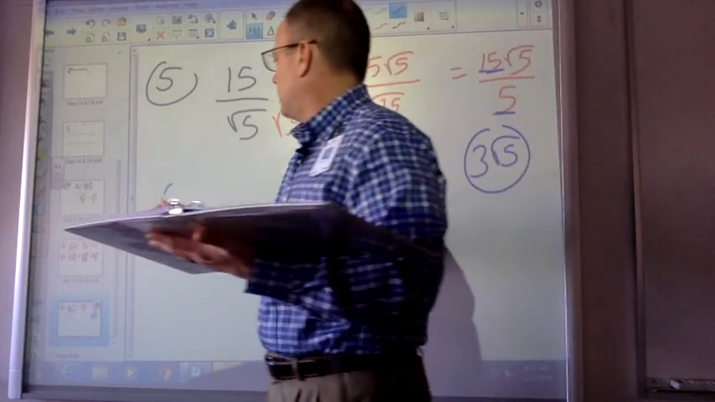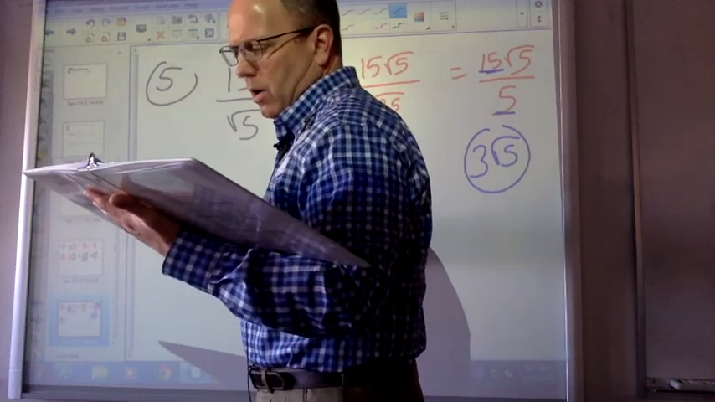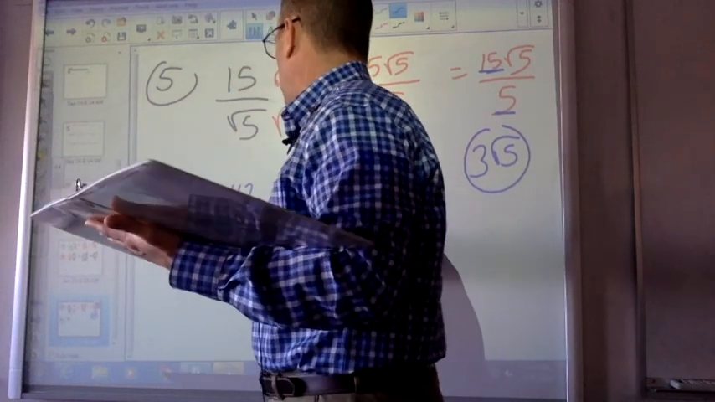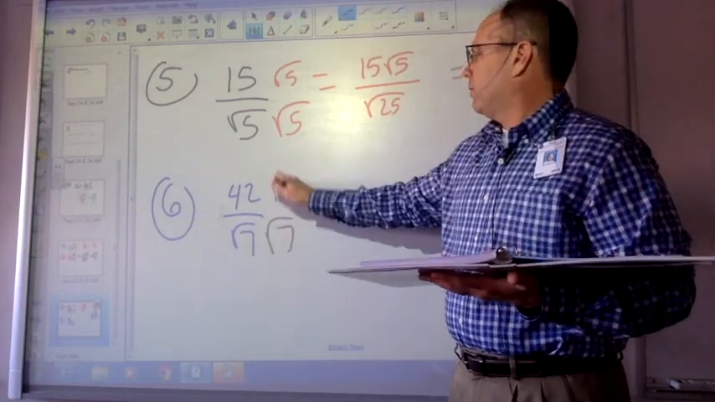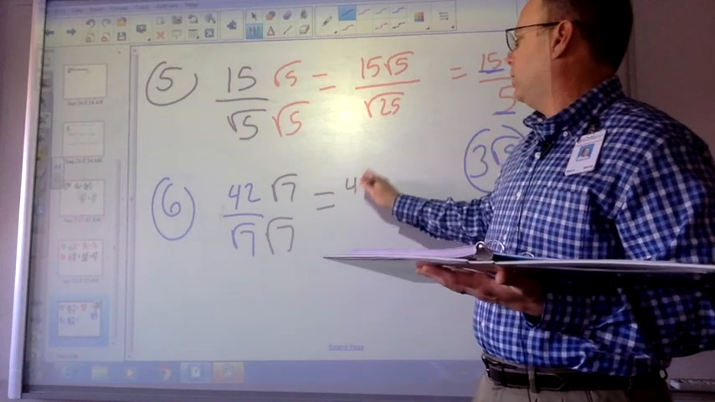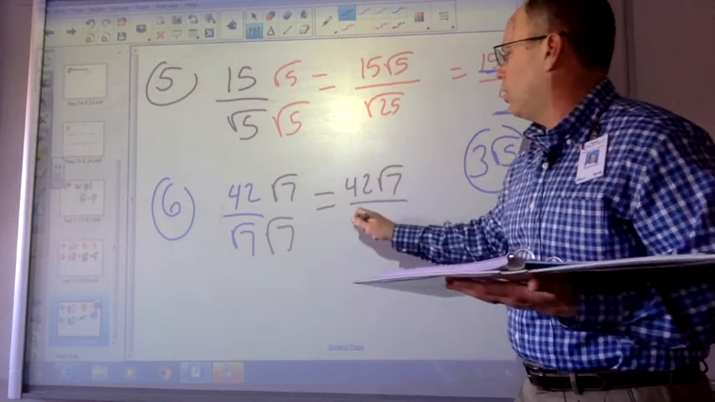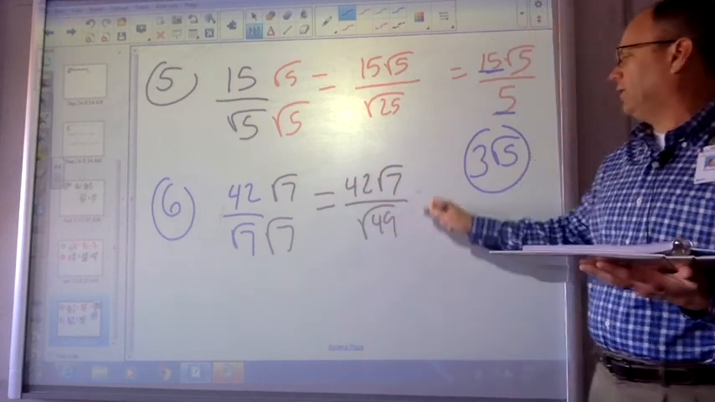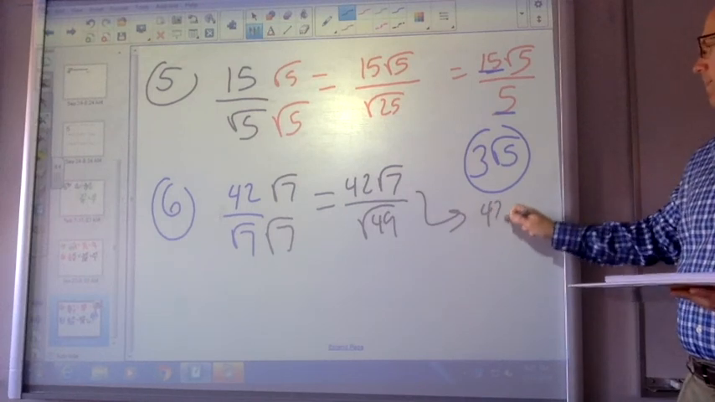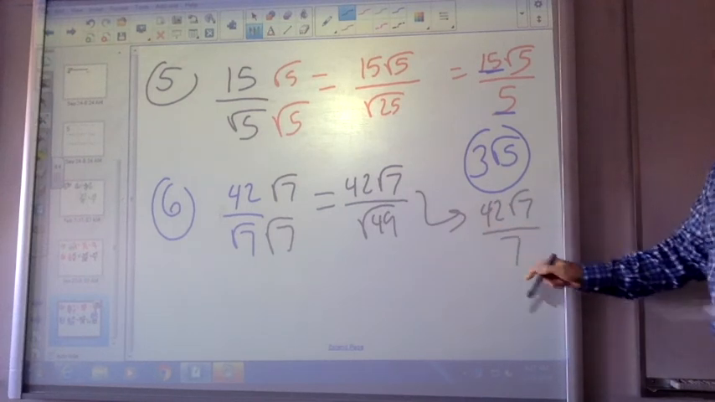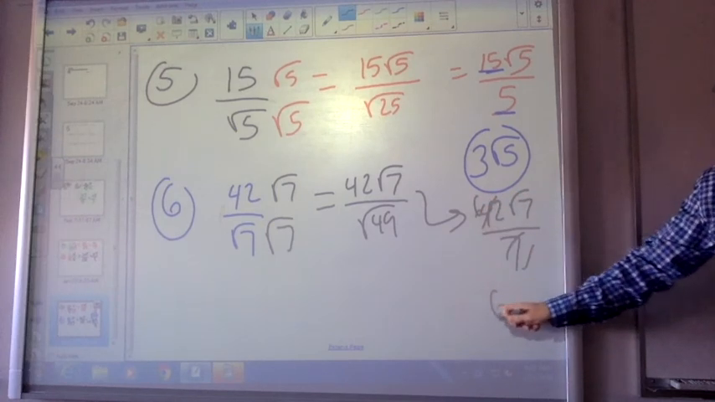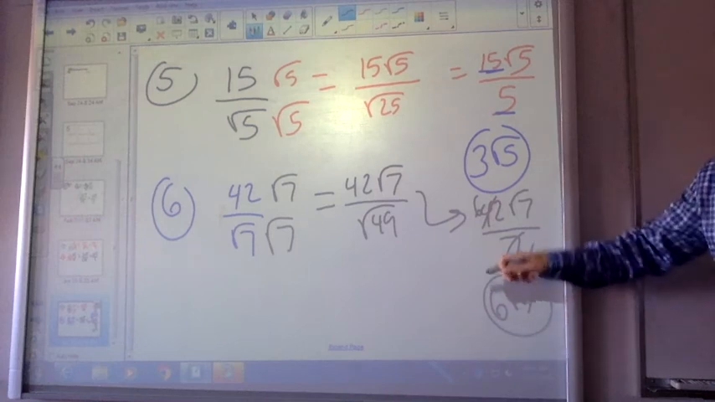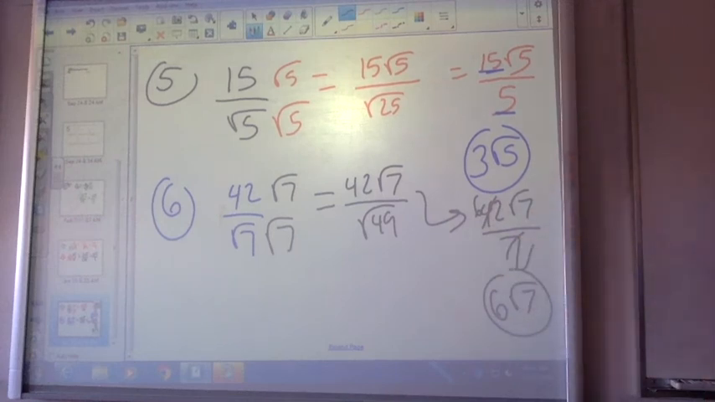Number 6, that was also asked for. We have 42 over square root 7. We'll multiply the bottom by root 7 and the top by root 7. So I get 42 root 7 over root 49. Root 49 is 7. And then I can reduce 42 and 7. 7 goes into 42 6 times. So I get 6 root 7 for an answer. Question over here I saw? No? Anything else up through 15?